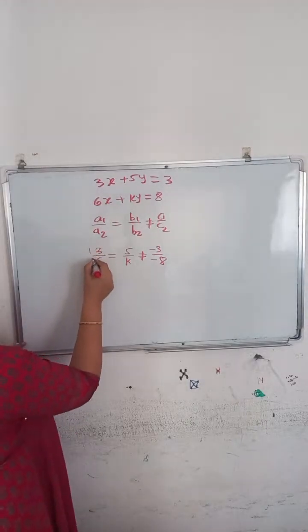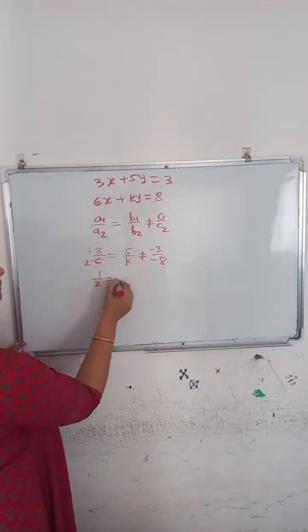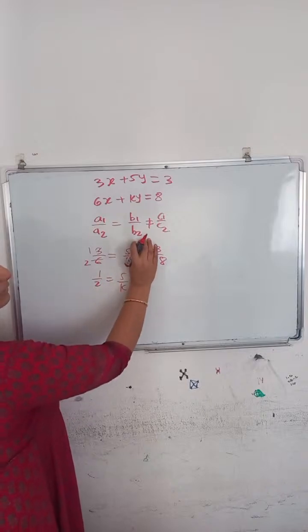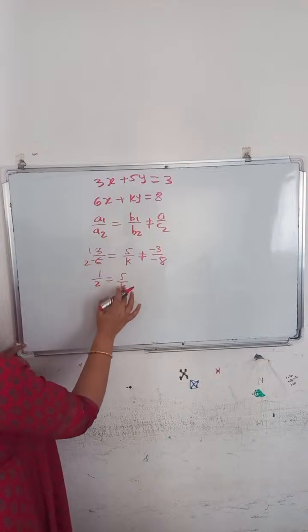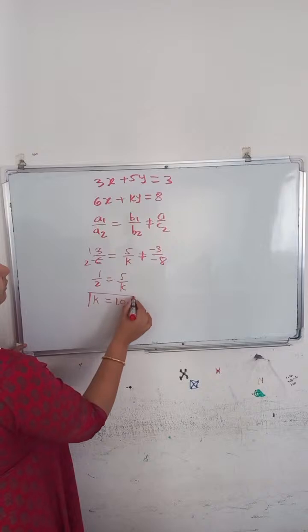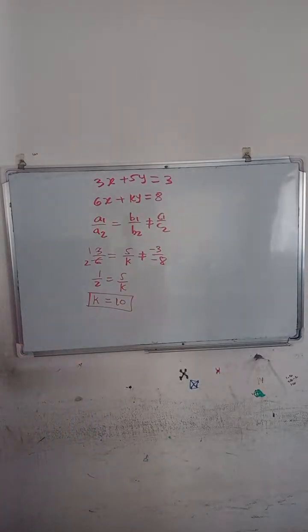So this will become 1 by 2. I am not considering the not-equal part, I am taking the ones which are equal. 1 by 2 is equal to 5 by k. So k is equal to 10. Options are given: 5, 10, 15 and 20. Option is 10 here.